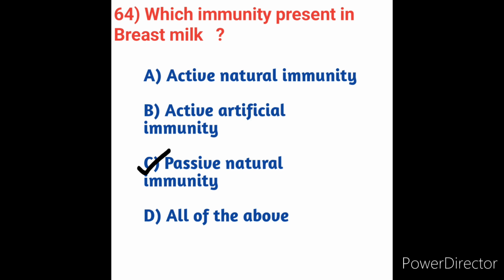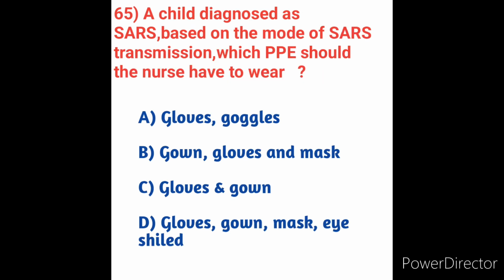Next we will move on to question number 65. A child is diagnosed with SARS. Based on the mode of SARS transmission, which PPE should the nurse wear? SARS means severe acute respiratory syndrome.